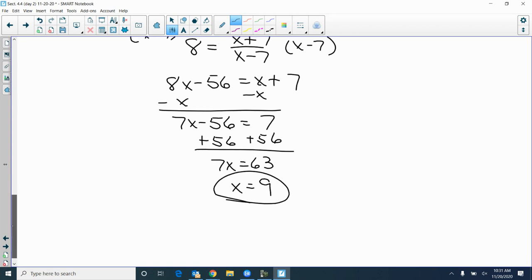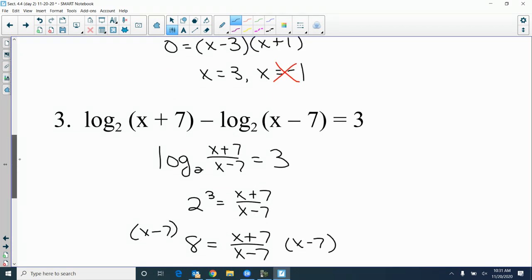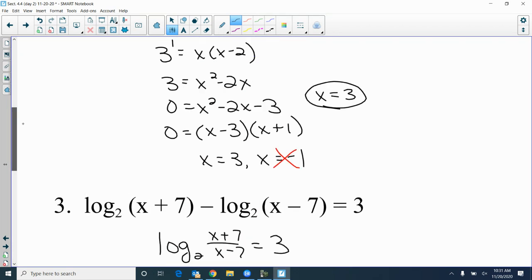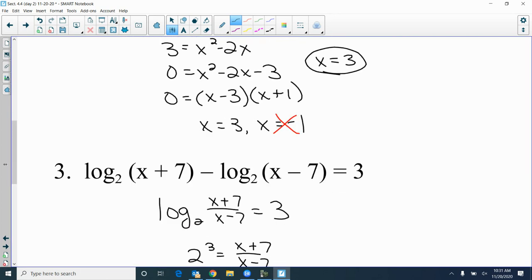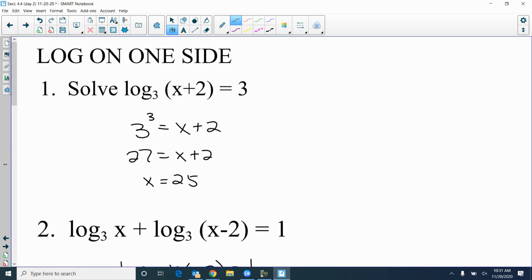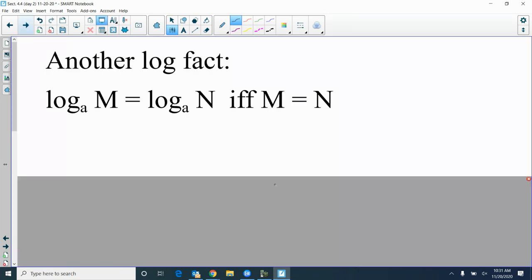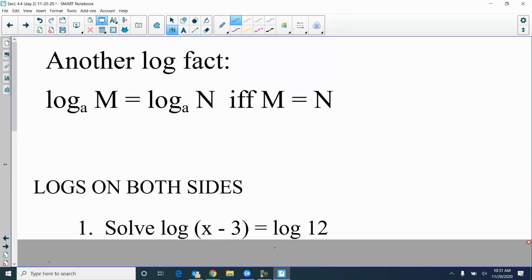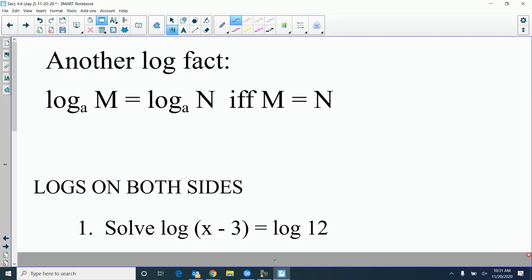Okay, the other one we had 2 there. So in each case, we had one term with a constant. You want to get all the logs on one side equals the constant. Okay, all the logs on one side equals the constant. Now we're going to deal with problems with logs on both sides.